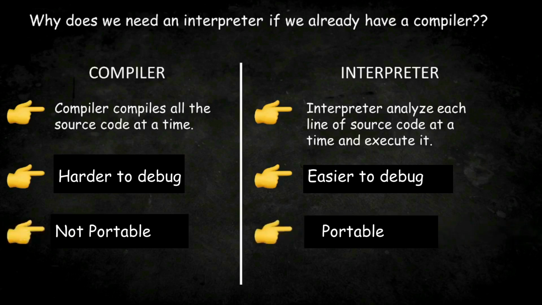The next problem is that compiler-based programming languages are not portable. The compiler will translate the source code into machine code, and this machine code is only for the target machine. This machine code will not be executed on different systems. For example, if a program is executed on a Windows system, it may not be executed on Linux or any other platform, so it is not portable. But in the case of an interpreter, it creates a bytecode or the intermediate code, which makes it portable. We will see how it makes the programming language portable in our next video.